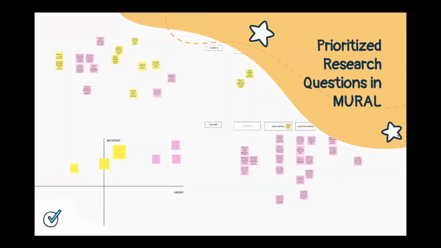So this is just a quick example of what this process looked like in this co-design workshop. We had a bunch of student-related research questions, a bunch of teacher-related research questions. We conducted dot voting to determine, I don't know, the top 10-ish. And then we pulled down into this importance and urgency matrix the top 3 questions for each of those. And this co-design workshop was a result of some of those student-related research questions.